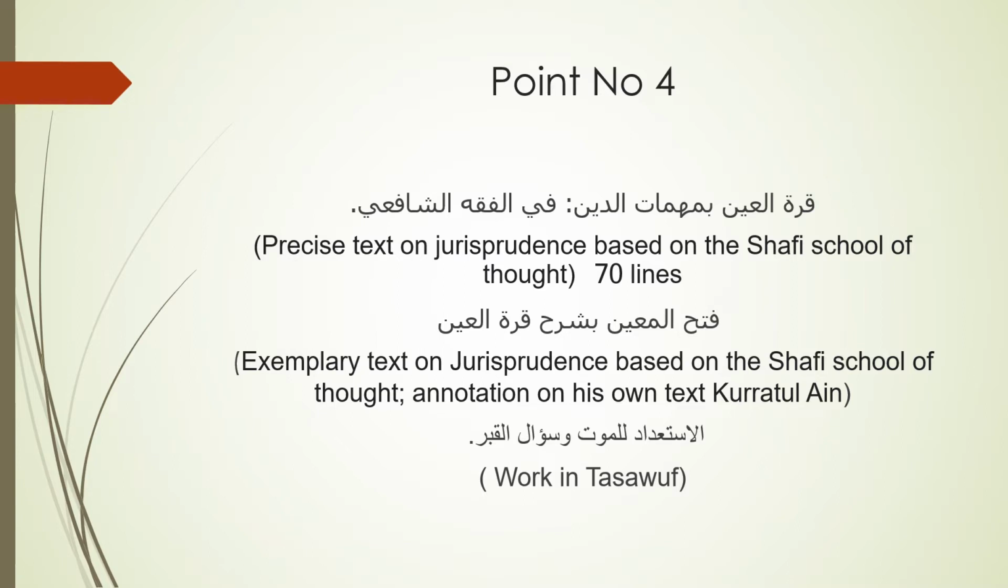You can see the next one, the second text, whose name we have already said, Fathehul Mueen, Bisharahi Qurratil Ain bi Muhimmatiddin, an exemplary text on jurisprudence based on the Shafi school of thought. And this is an annotation, a sharah, an explanation, interpretation of his kitab Qurratul Ain. So the base kitab and the sharah kitab both belong to Sheikh Zainuddin Makhdum the second.